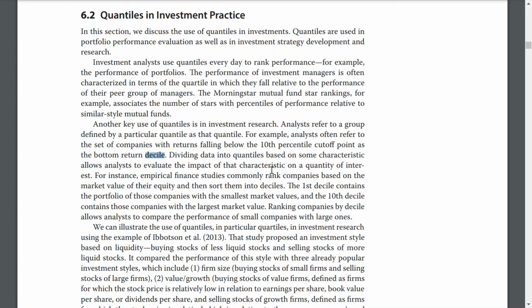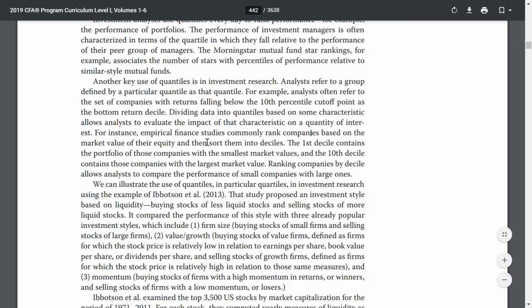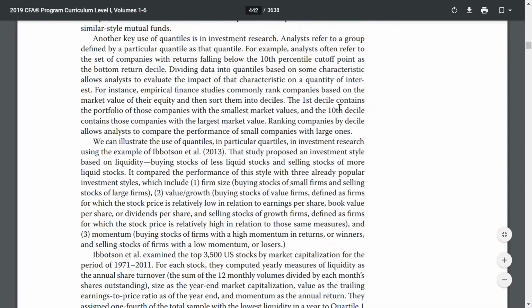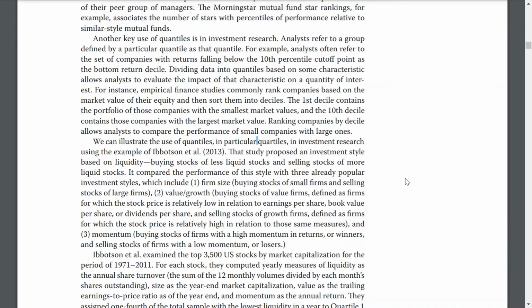Dividing data into quantiles based on some characteristic allows analysts to evaluate the impact of the characteristic on the quantity of interest. For instance, empirical finance studies commonly rank companies by market value. The first decile contains the companies with the smallest market value, and the 10th decile contains those companies with the largest market value. Ranking companies by decile allows analysts to compare the performance of small companies with large ones.